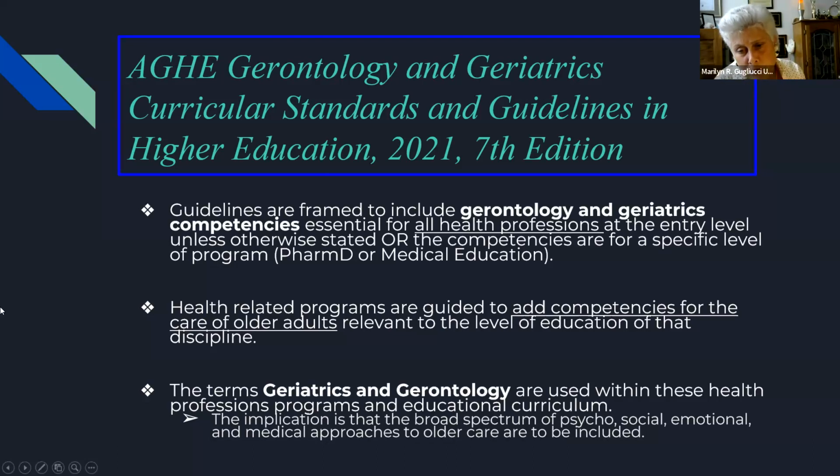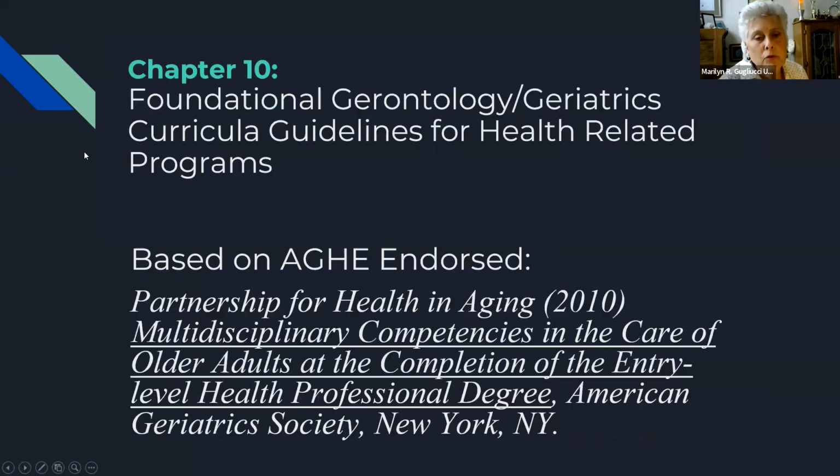With geriatrics and gerontology within these health professions programs, we're really looking at the broad implications. So we're looking at the cultural, the psychosocial, as well as the health. We're managing all those together. And all you really need is identifiable objectives, not a separate course. You don't need to really change the curriculum. You just need to integrate geriatrics and gerontology competencies based on the health professions program.